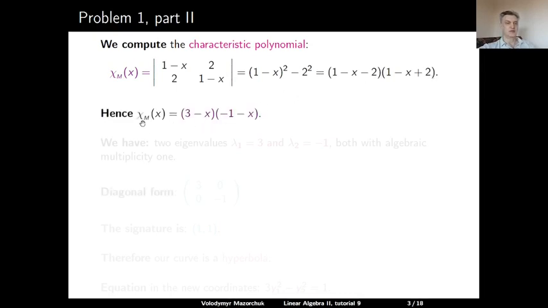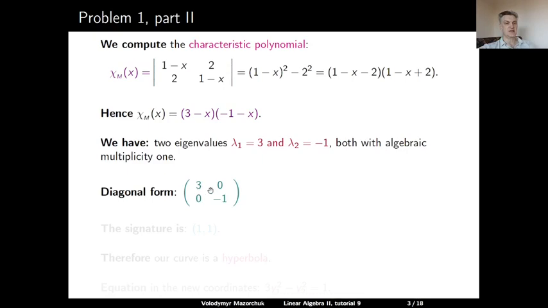Or in other words, the characteristic polynomial of our matrix is equal to (3 minus x) times (minus 1 minus x). So we have two eigenvalues, lambda 1 is equal to 3 and lambda 2 is equal to minus 1. Both these eigenvalues have algebraic multiplicity 1. So the diagonal form of our matrix is the diagonal matrix with 3 and minus 1 on the main diagonal. So the signature of our quadratic form is 1, 1. So we have one positive eigenvalue and one negative eigenvalue, which means that our curve is a hyperbola.